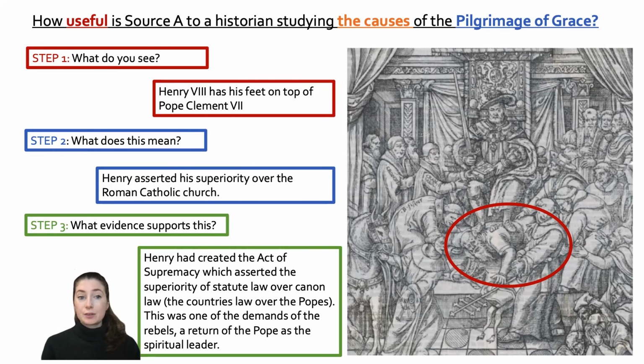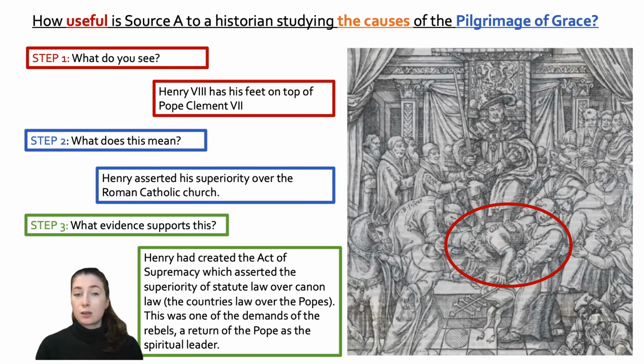So the evidence: Henry created the Act of Supremacy, which asserted his superiority of statute law over canon law. Now that's some grade 9 terminology there, so I've put in brackets what that means just to help you if you haven't heard those terms before. That means he's asserting his country's law, the state's law, over the Pope's.